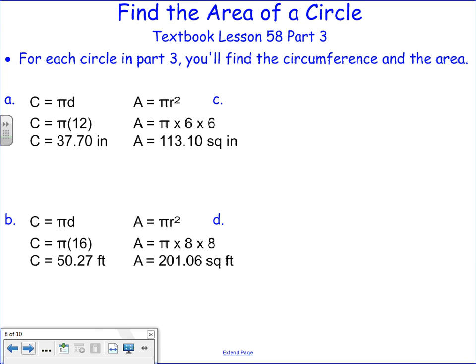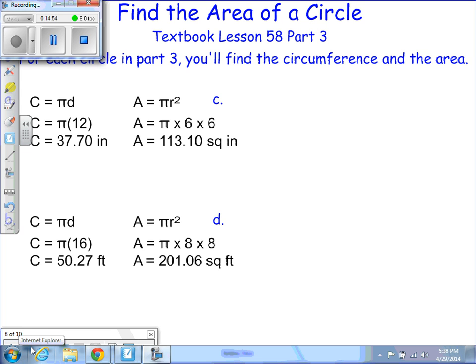Okay, so you can go ahead and pause the video now and work on C and D, again, circumference and area for both of those, and finish that on your own.